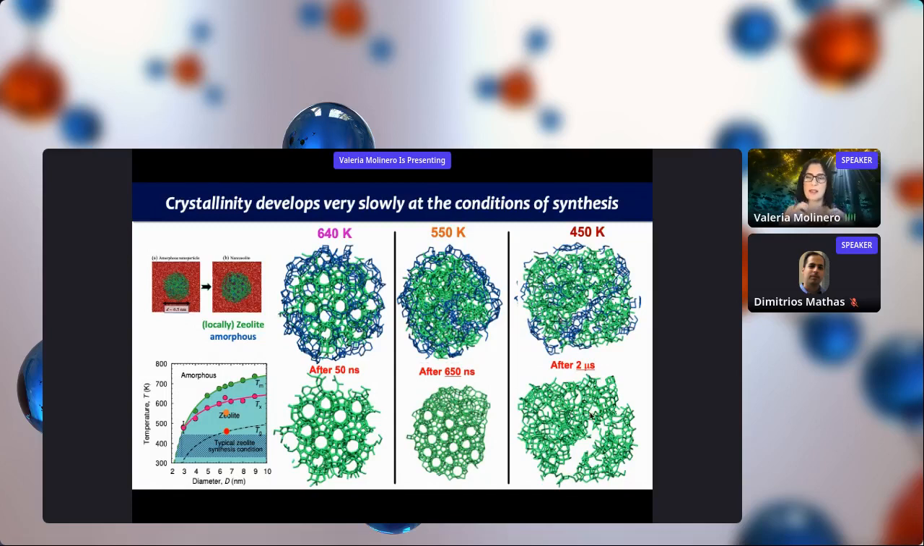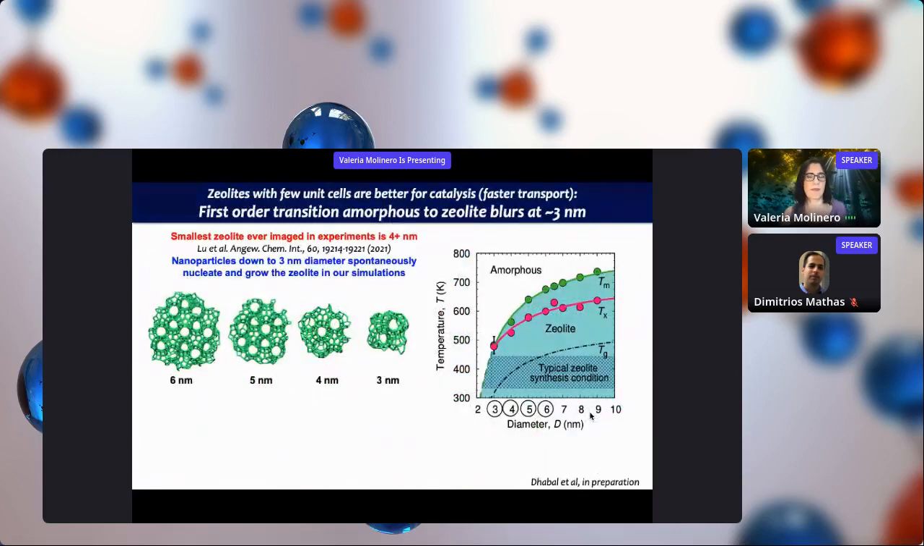So what we have is this slow evolution, and now we have run much longer and they look a little bit better. But nevertheless, the characteristic channels of these zeolites already exist. So the final result I would like to share with you is the question of what is the smallest size of a zeolite that can be synthesized?